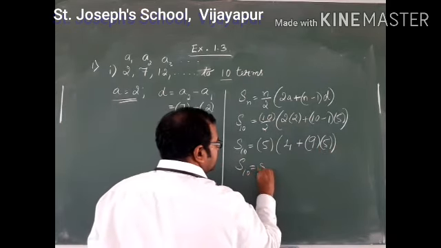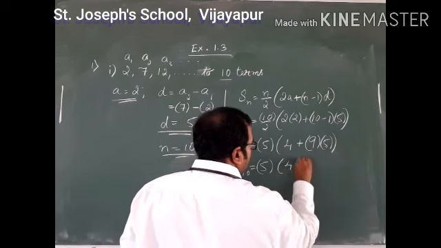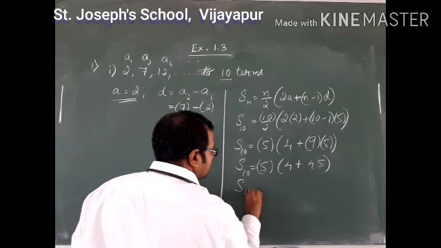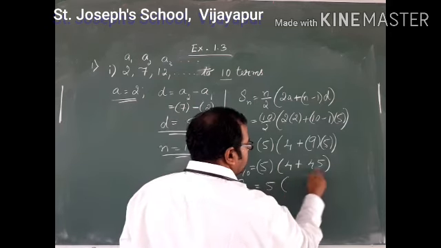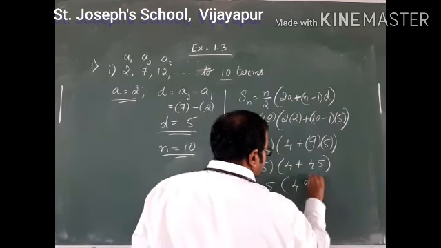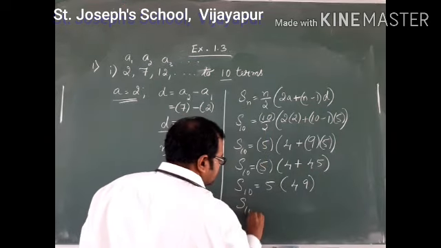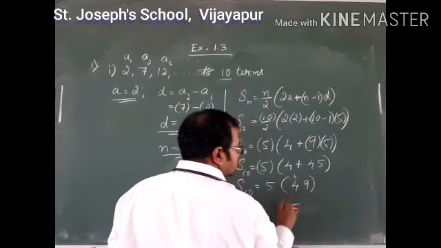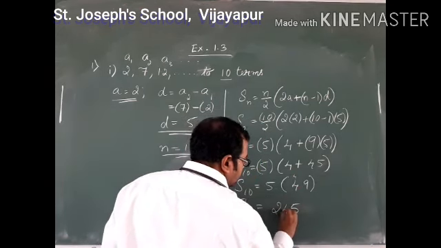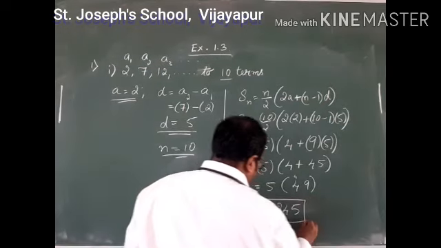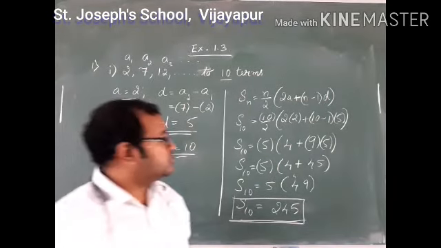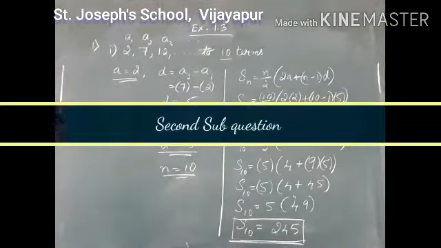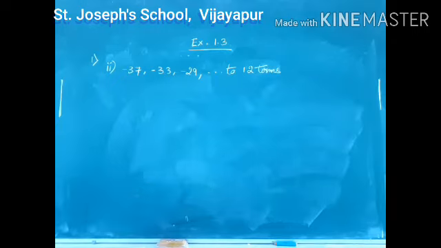Let us simplify that. 5 into 4 plus 9 fives are 45. So S10 is equal to 5 into 4 plus 45, which is 49. Let's multiply. S10 is equal to 5 nines are 45, 4 carry. 5 fours are 20 plus 4, 24. So the final sum: therefore, the sum of 10 terms is equal to 245.